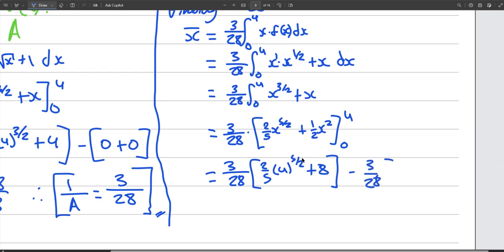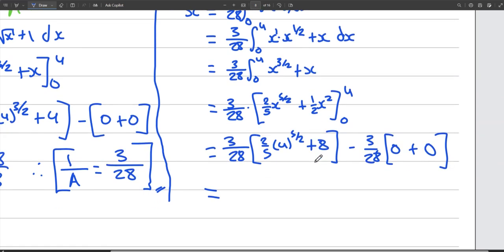Minus 3 on 28 bracket, and then this will go to 0, this will go to 0, 0 plus 0, and that will just become, if you put that in your calculator, 3 on 28, 2 on 5 plus 8. That gives me, okay, it's a bit of a weird number, but I got 78 on 35, which is equal to 2.23.